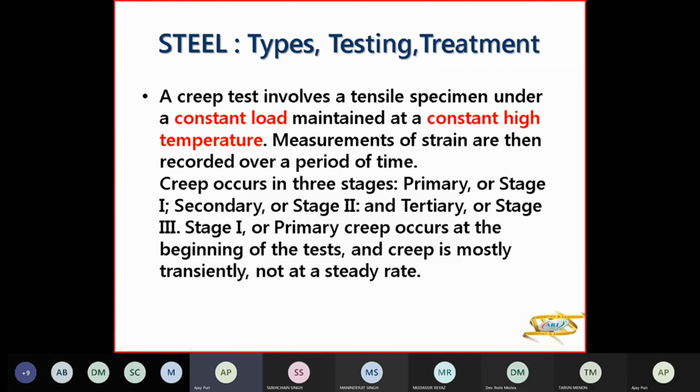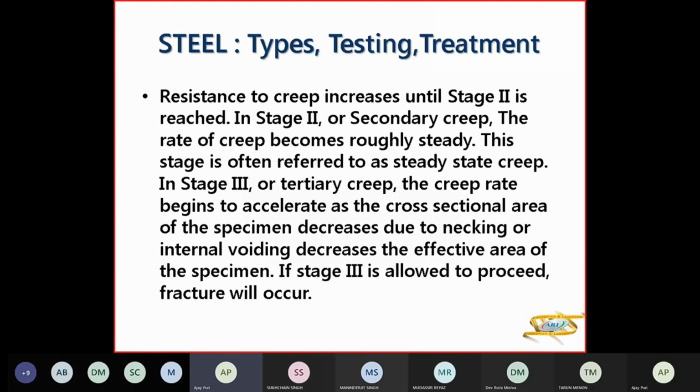So you have stage 1, stage 2, stage 3. And stage 1 is decreasing, stage 2 is steady, and stage 3 is increasing. Right. So there you'll have necking, and then internal voiding, and the fracture. So this becomes a ductile fracture, but this is under high temperature. That's why it is creep.